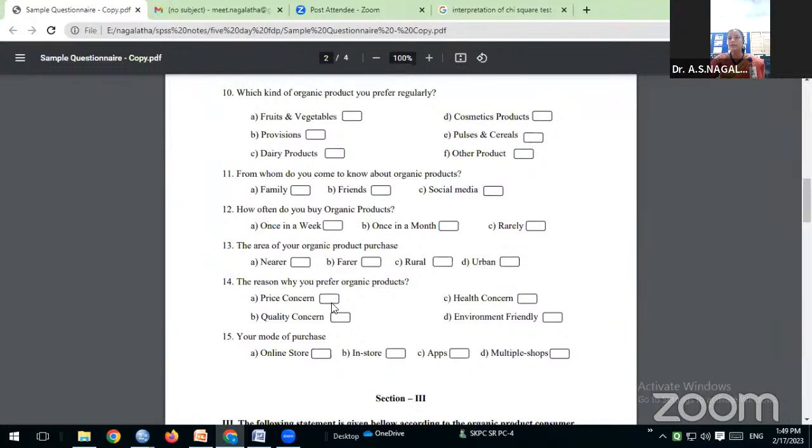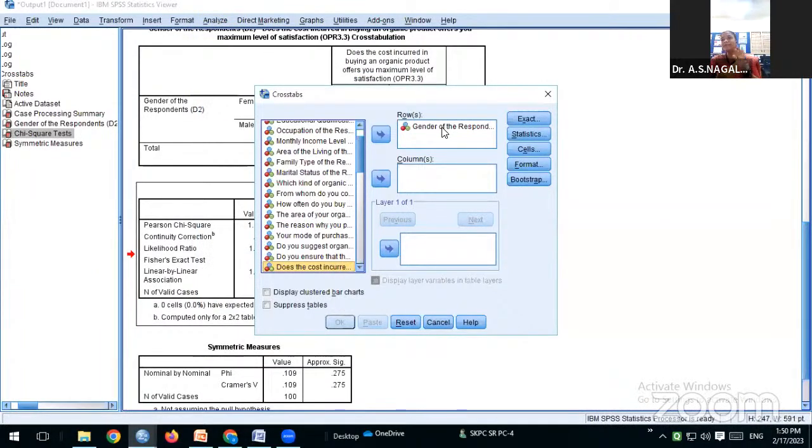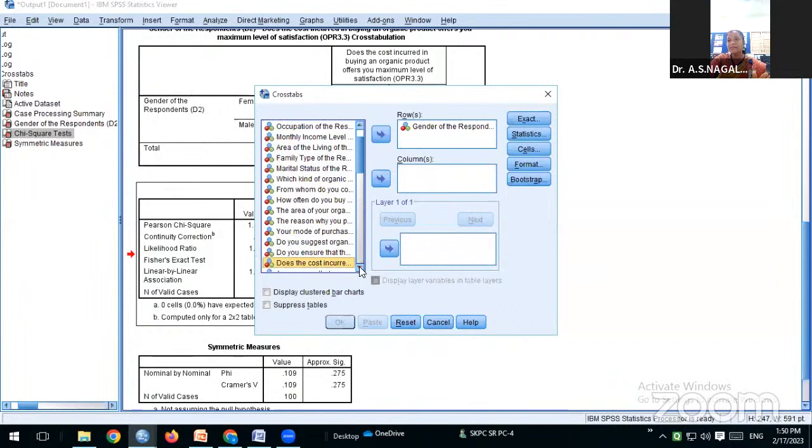Here I'm going to choose the chi-square because both are categorical variables. When both are categorical variables, you have to take a chi-square. For the chi-square, one categorical variable must be a dichotomous question. This is very important in order to choose the test. So we'll go to Analyze, Descriptive Statistics, Crosstabs. I have taken gender here, and in this case I'm going to take another question: the reason why you purchase organic product.